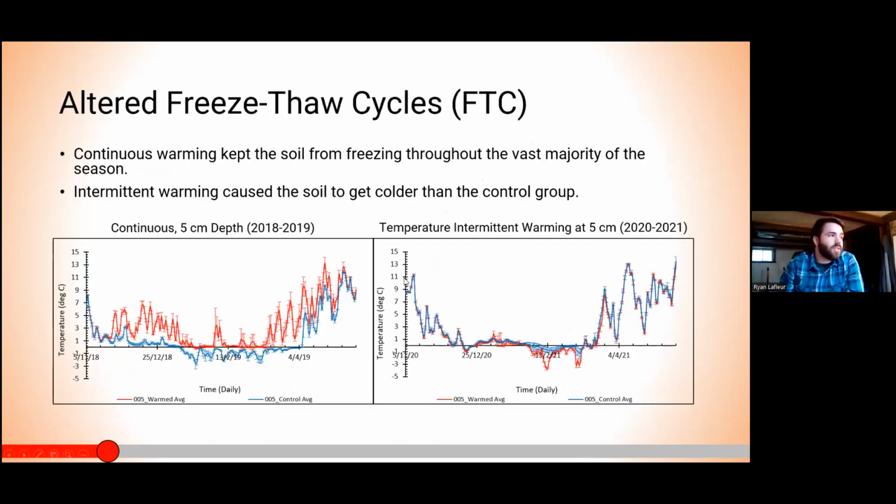So what is a freeze-thaw cycle? Here I have a couple of examples, but a freeze-thaw cycle is simply a period of freezing or sub-zero temperatures followed by a period of above-zero temperatures.